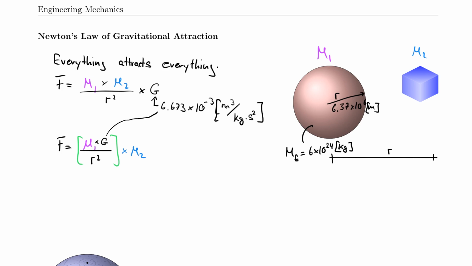But think about the values that you're using here, right? So here you would use the 6.673. For r, you would use 6.37 times 10 to the power of 6 meters. And then for m, you would use 6 times 10 to the 24. And that is in kilograms.